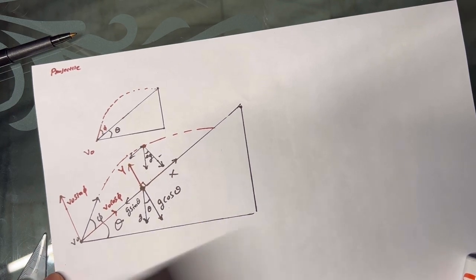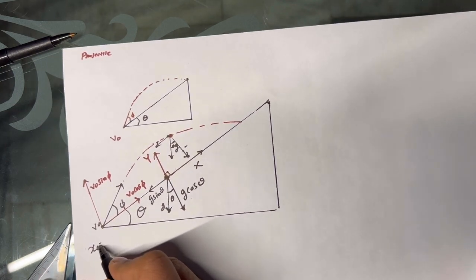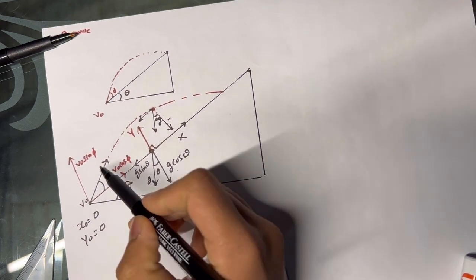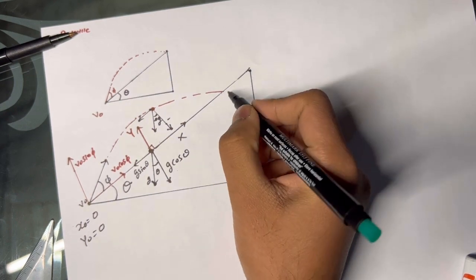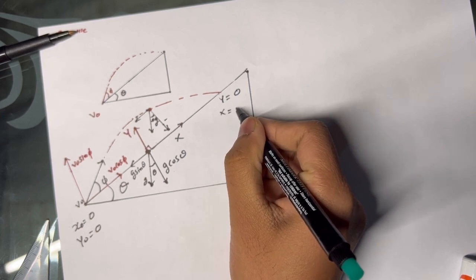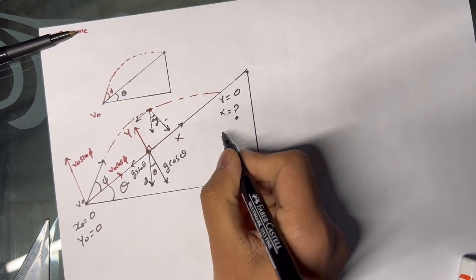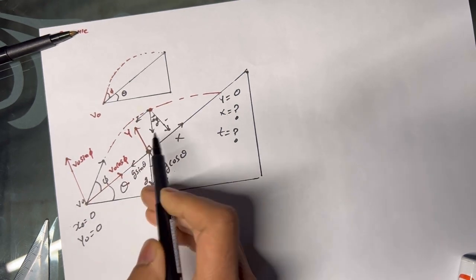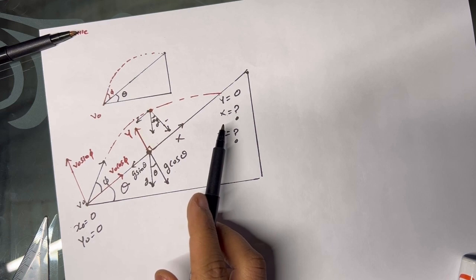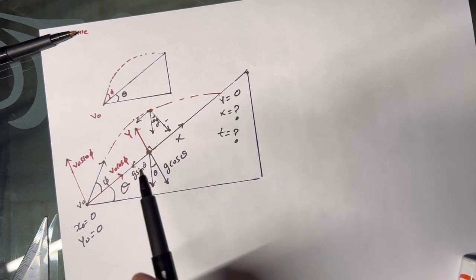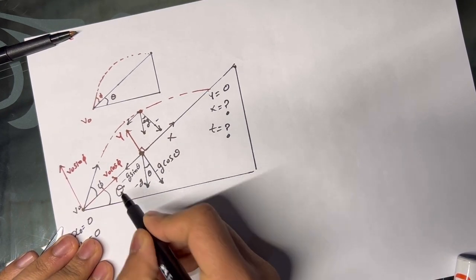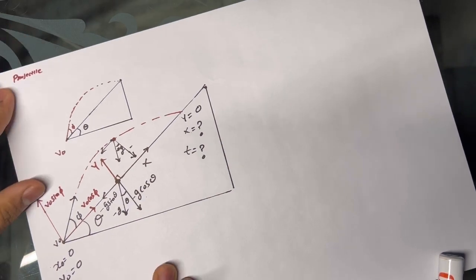At the start, x naught is equal to 0, y naught is equal to 0. When the projectile goes and falls here, y will become 0, but x will not become 0, and we have to find this. We also have to find the time when it falls at this point, that is, we have to find the range here. The maximum range we will calculate later. So we have components of our g. Both are negative, because g is along the negative y-axis and negative x-axis.